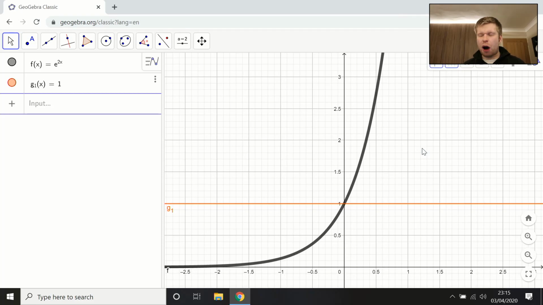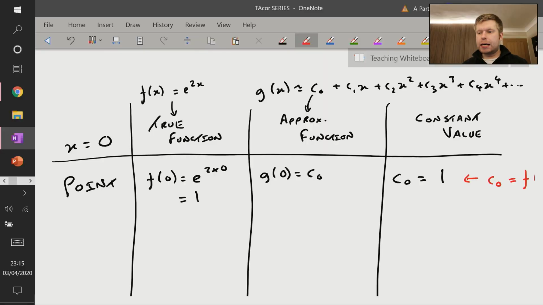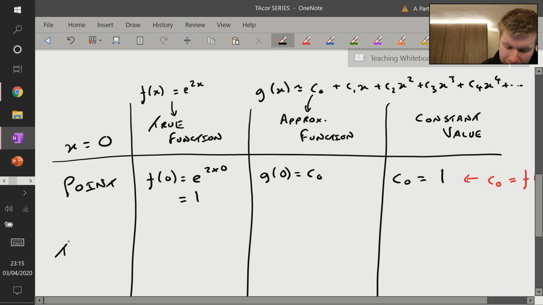But the question is, how can I make this a better approximation? How can I get an even better approximation? Well, I guess the next thing I could do is make sure that I've got some slope. So I can consider another line, maybe with a bit of slope. So maybe make sure that the tangent function is the same on both my approximation and my true function. So let's make sure that my tangent function is the same.